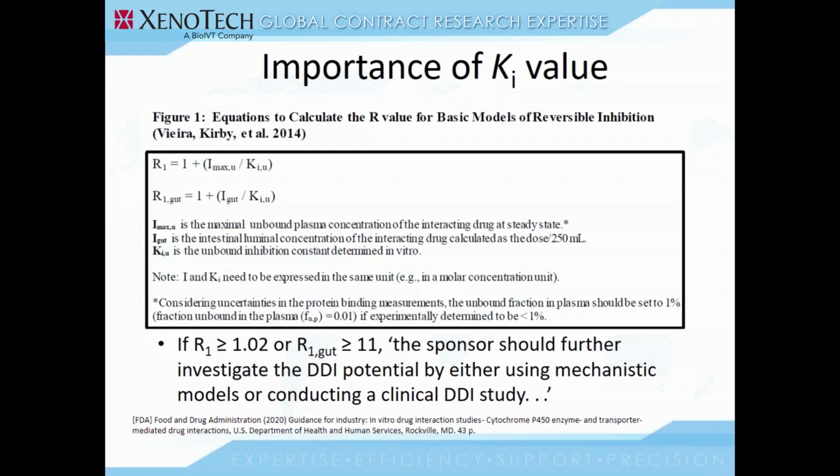So these are our critical values. Under our assay conditions, the Ki value that's used in this equation can be conservatively estimated as IC50 divided by 2. So the question arose, do we really need to perform a Ki determination?